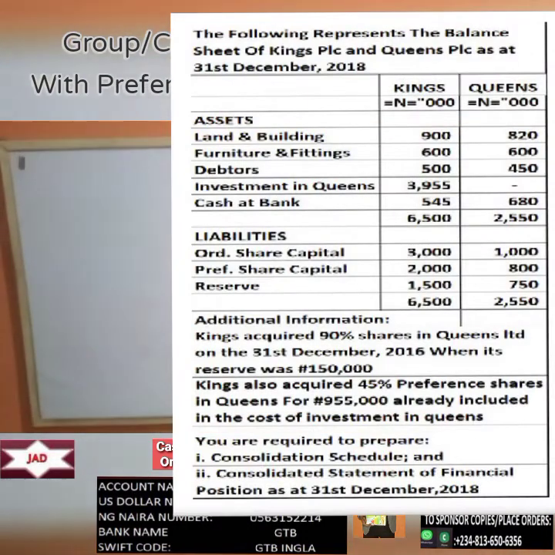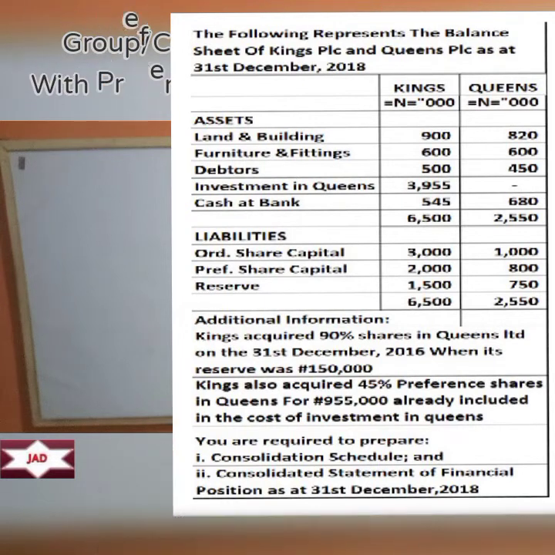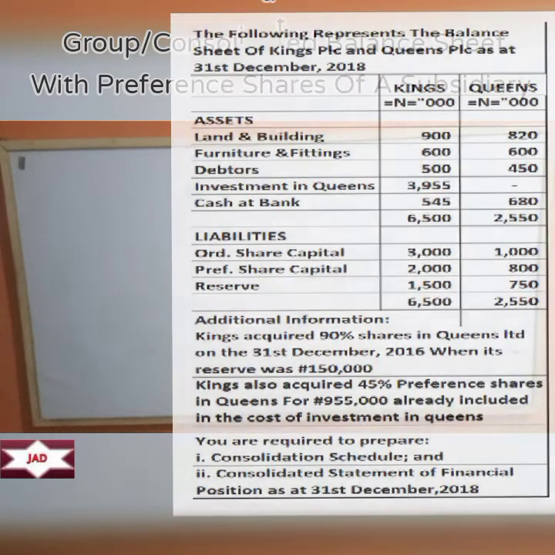Here we have the following, which represent the balance sheet of Kings PLC and Queens PLC as at 31/12/2018. We have Kings and Queens, we have assets: land, building, furniture, debtors, investment in Queens, we have $3,900 there, cash at bank, ordinary share capital, preference share capital, reserve. Now, they said Kings acquired 90% shares in Queens Limited on 31/12/2016, when its reserve was 150,000. Kings also acquired 45% preference shares in Queens for 955,000, already included in the cost of investment in Queens. You are required to prepare the consolidation schedule and consolidated statement of financial position as at 31/12/2018. Okay, so let's go. This is our consolidation schedule.